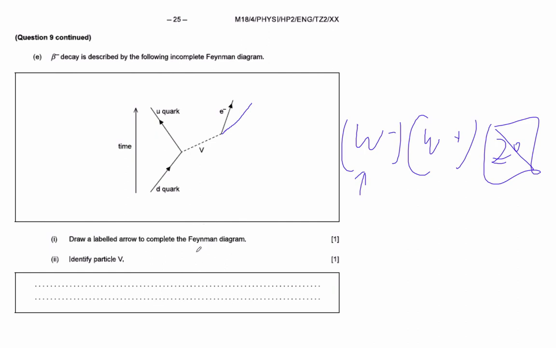Draw an arrow to complete the Feynman diagram. So it's going to be the anti-electron neutrino, and it's going to be going backwards in time. All right.